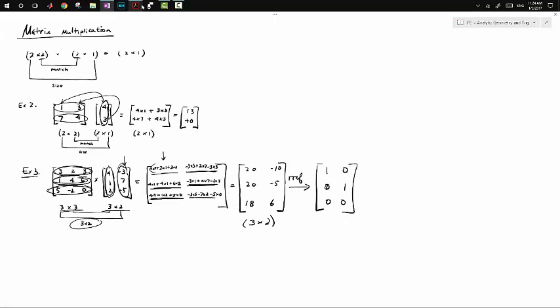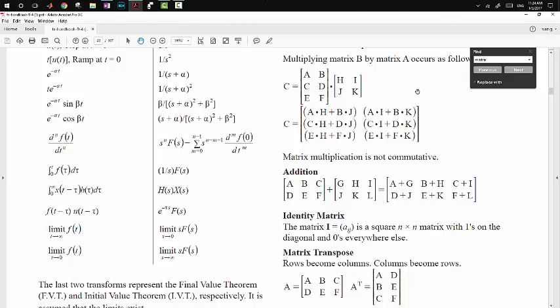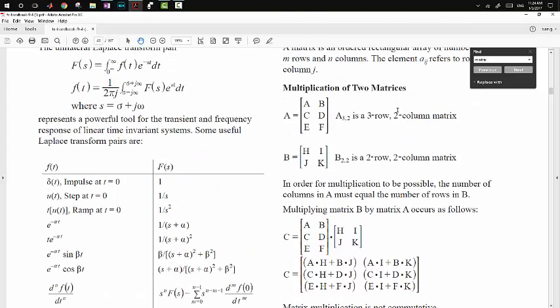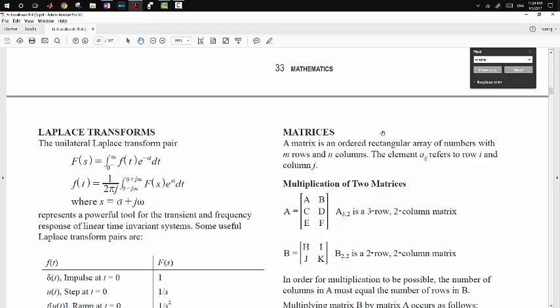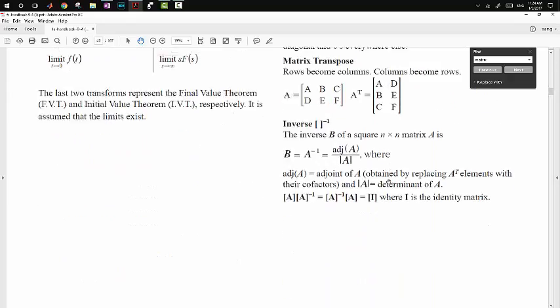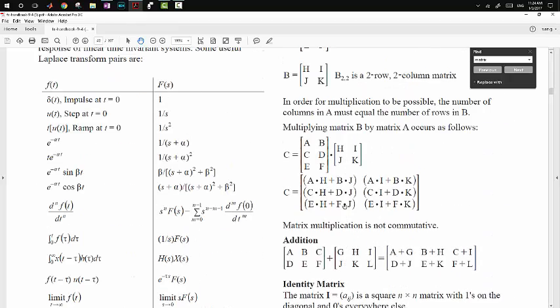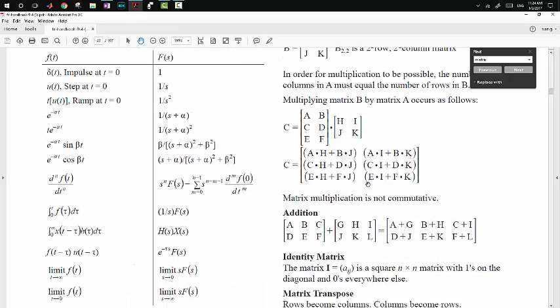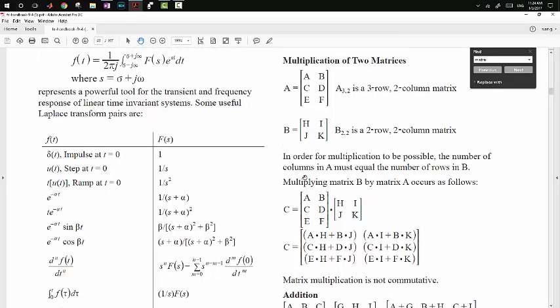And this can be found again under the Matrices section, under the mathematics heading. This is page 34, as you can see. And they do an example of this right here.